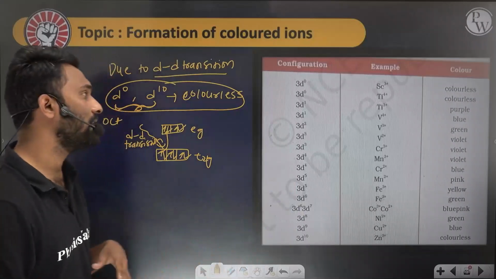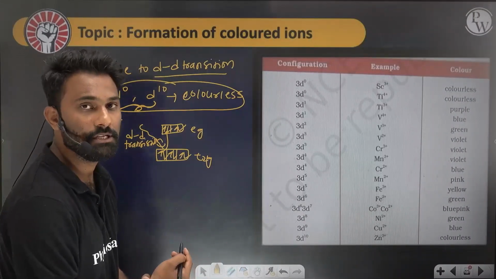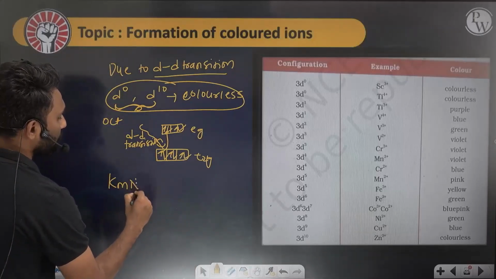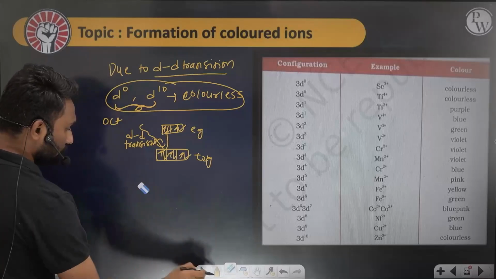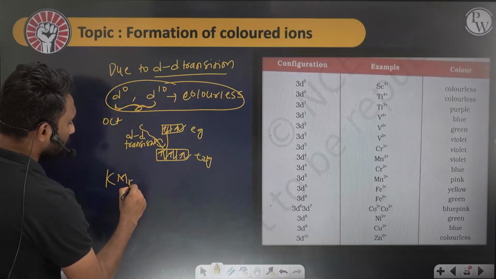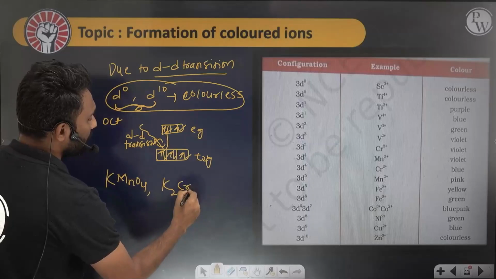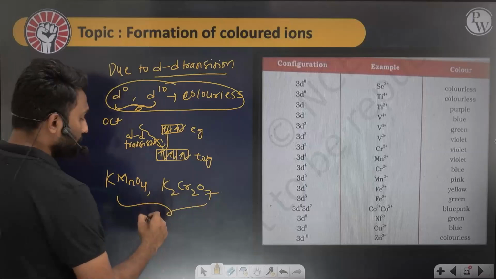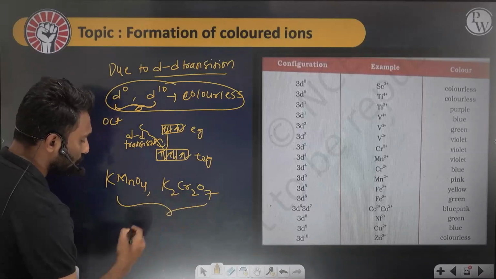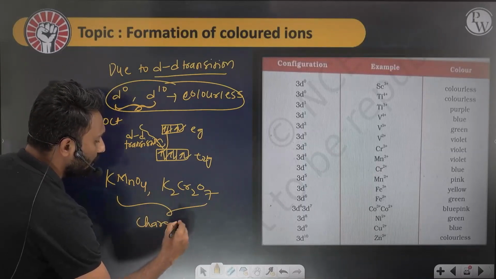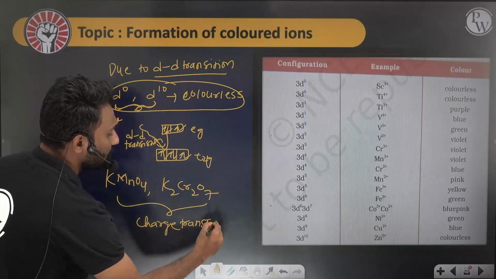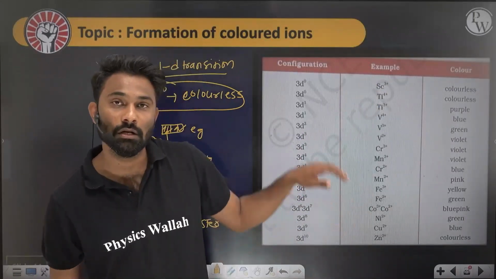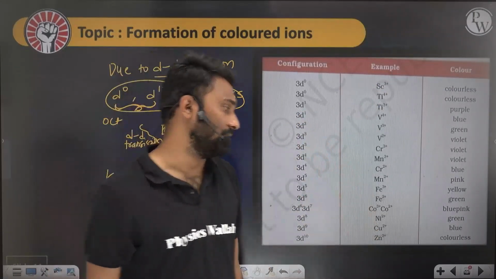Now there are some elements which show color due to the charge transfer. Which are they? KMnO4 and potassium dichromate. Now these are some examples without d-d transition. These are showing the color due to charge transfer. Remaining all are showing color due to the d-d transition. Okay, next.